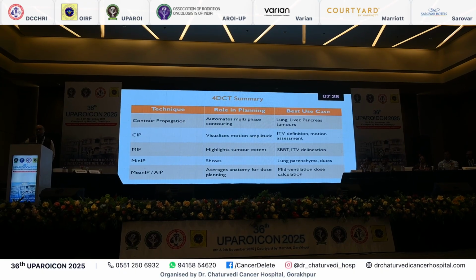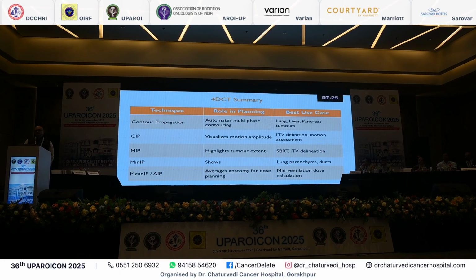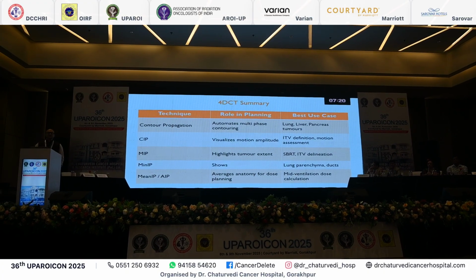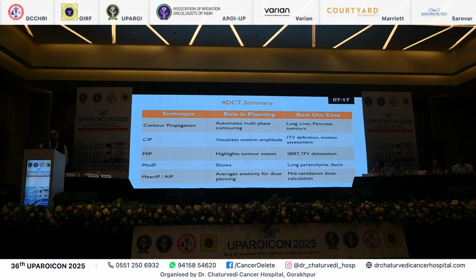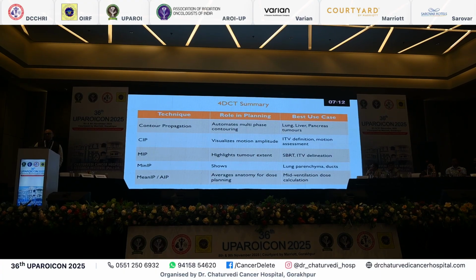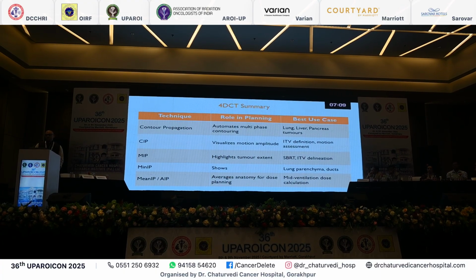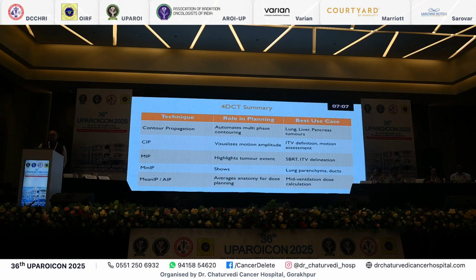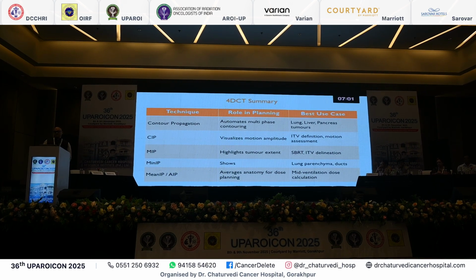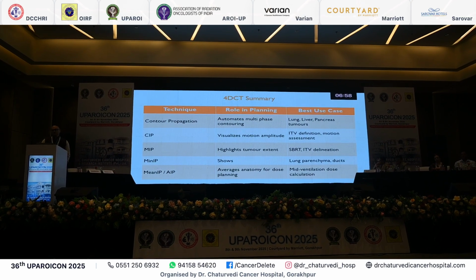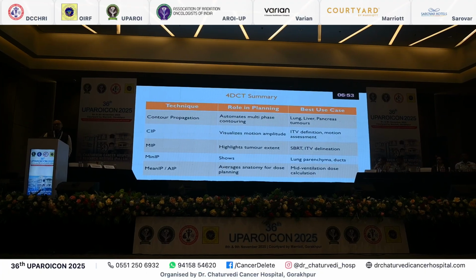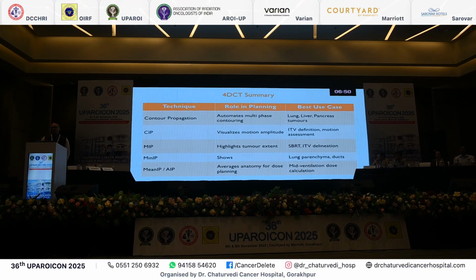Color intensity projections visualize motion amplitude, and internal target volume definitions are done. The colors show the different kinds of movements, where the gray scale defines the tumor area where the tumor moves and therefore has a high probability of hitting the target. Maximum intensity projection highlights tumor extent and is useful for SBRT and ITV delineation. Minimum intensity projection shows treatment phases during the treatment of lung parenchyma and ducts, and how to avoid dose to normal parts of the lung. And average intensity projection takes into account the whole range of the motion, and thus gives a clear picture of how to treat.